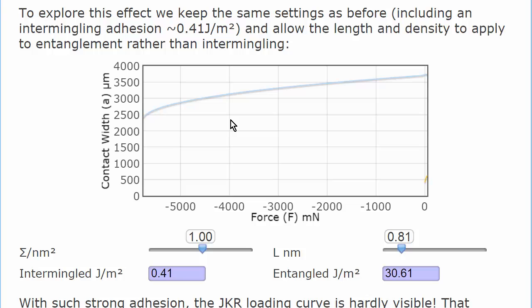So we've gone from no adhesion, the Hertzian formula, we've used the JKR technique, and now we find that this has led us to be able to analyze quite strong adhesion with entanglement.